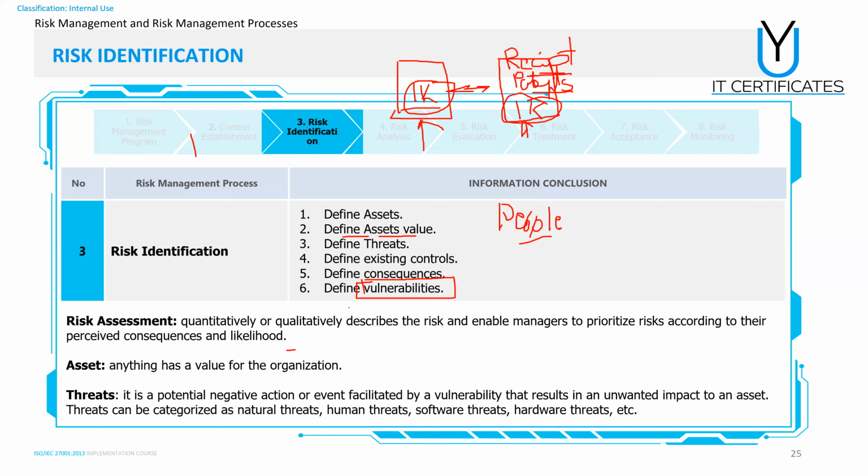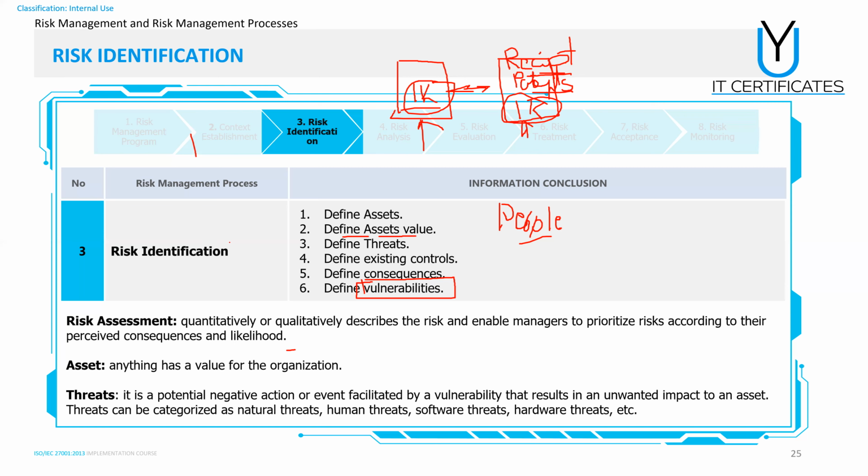It can be natural threats such as volcanoes, flooding, earthquakes. It can be human threats. It can be mistakes or wrong configuration. It can be software bugs, hardware bugs, or whatever. And these threats are the actions which can use the vulnerability of the asset to cause an unwanted impact or harm for your asset.